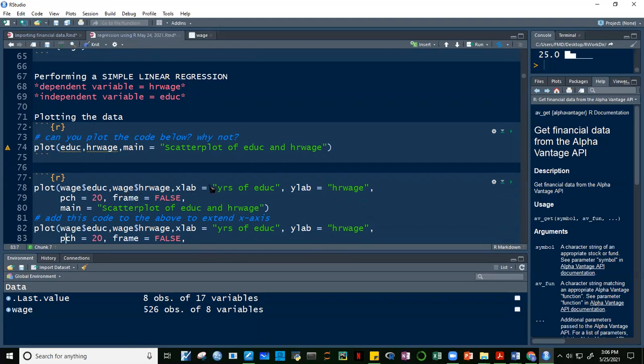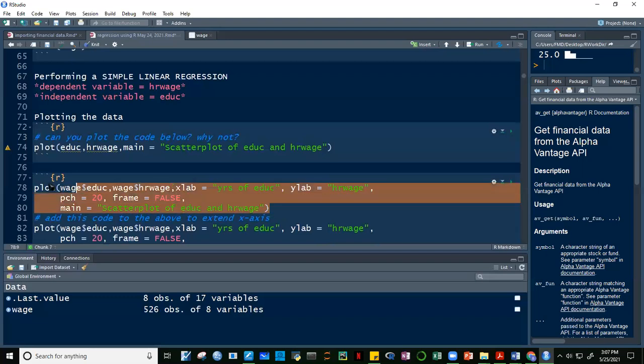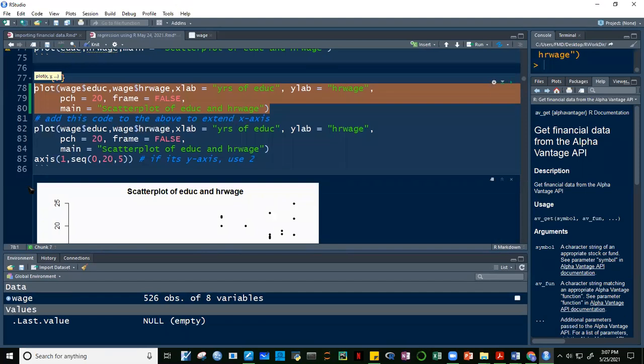Then we can, of course, include label ng X, label ng Y, plot character natin. Notice we're using the plot function. This comes from base R, no? Okay, pch 20, yung maliit na circle to, frame, walang frame, false, then main. No? Okay, so let's run this. Highlight natin, run. Okay, so we see here our scatter plot.